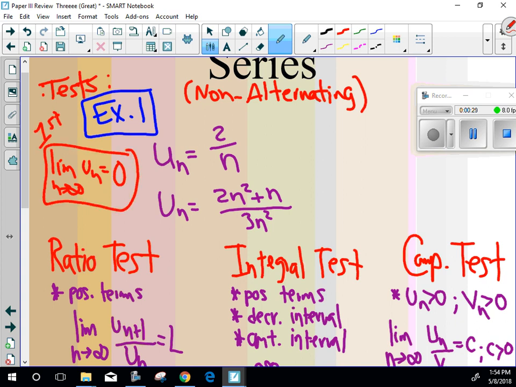Because if it goes to 1/2, that means to infinity it's 1/2 plus 1/2 plus 1/2 plus 1/2, which would go to infinity. Or even if it were negative 1/2, which it couldn't be because they're positive terms. But let's say it went to 2. 2, 2, 2, 2, that would go. So the first thing it has to do is go to 0.